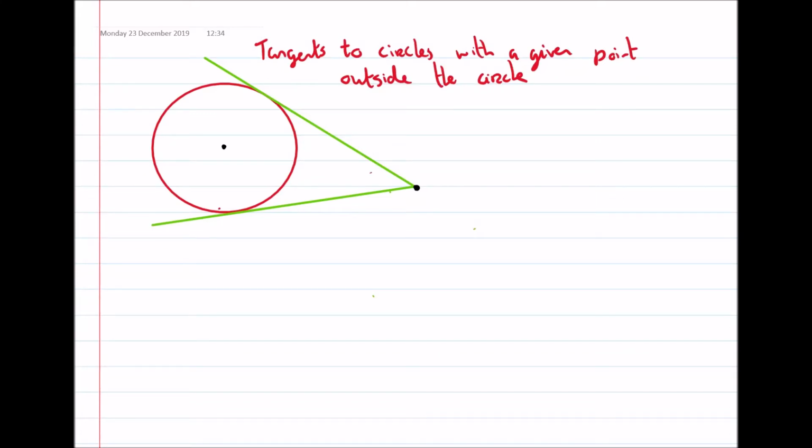In this video, which is the second video of tangents and circles, we're going to focus on circles with a tangent to the circle, but the point on that tangent is outside the circle. So they give us a point outside the circle. Generally what they could ask us is for the equation of these two tangents. They just give us a point outside the circle and also the equation of the circle, and they will ask us then to find the equation of these two tangents.